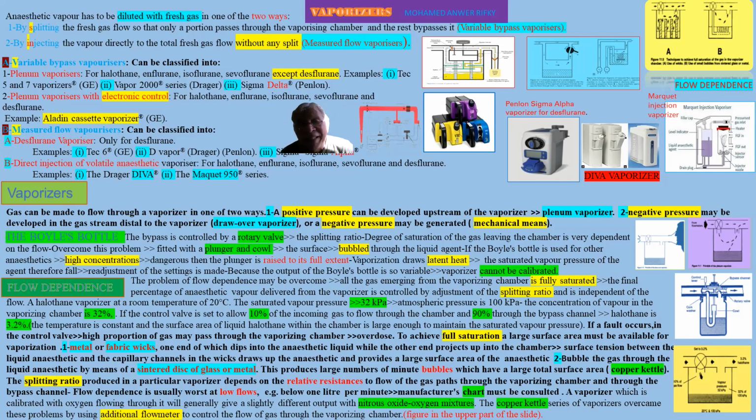The second one is the sintered type. Sintered means that the fresh gas flow goes through a tube. This tube has holes, and whenever the carrier gas comes out, it creates bubbles. So these bubbles increase the surface area. This is present in the copper kettle. So these are the two types to increase the concentration of the anesthetic emerging from the vaporizer.